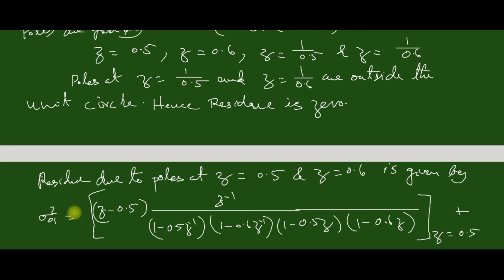Here the residue due to 0.5 and 0.6 is given by, this is due to 0.5. So here z inverse, we are multiplying denominator and numerator with z, this term will become z minus 0.5, so that this term and these terms will cancel.